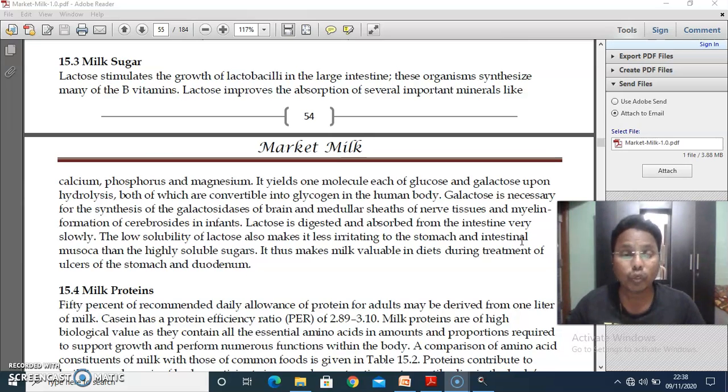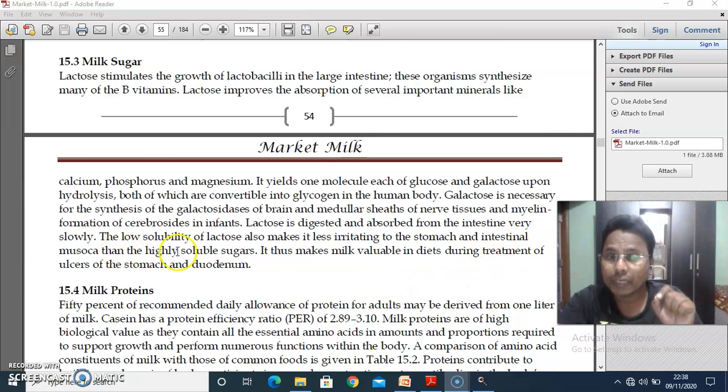The low solubility of lactose also makes it less irritating to the stomach and intestine than the highly soluble sugar. It thus makes milk valuable in diets during the treatment of ulcers of the stomach and duodenum. Okay, what happens due to this?